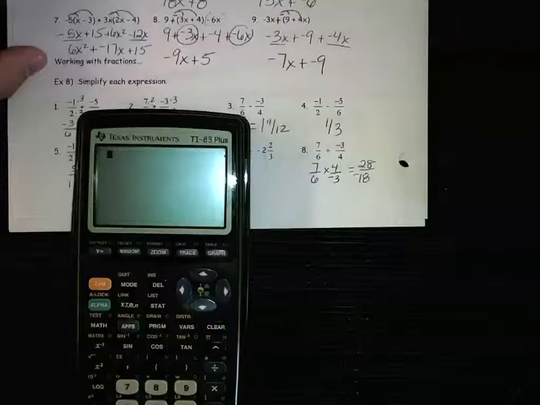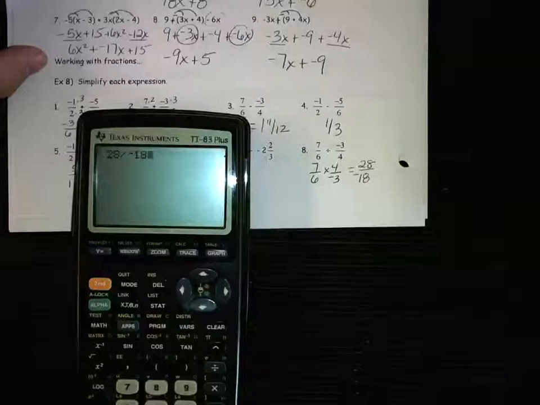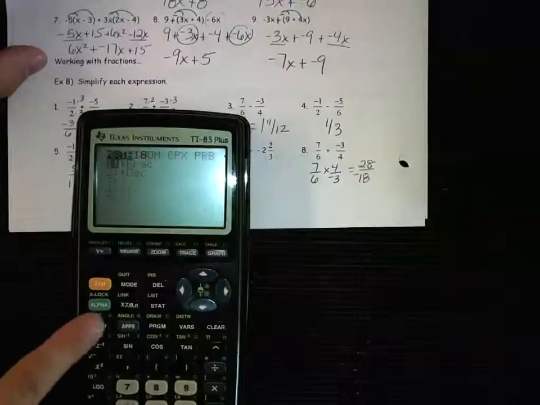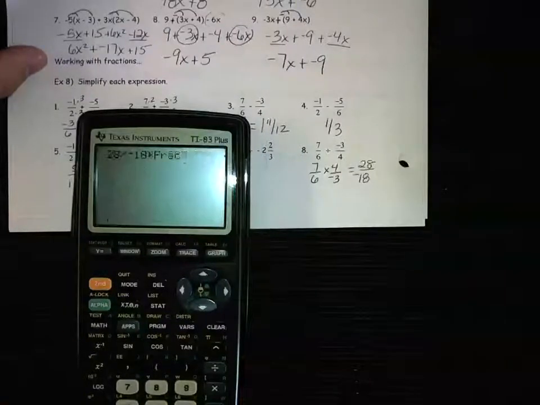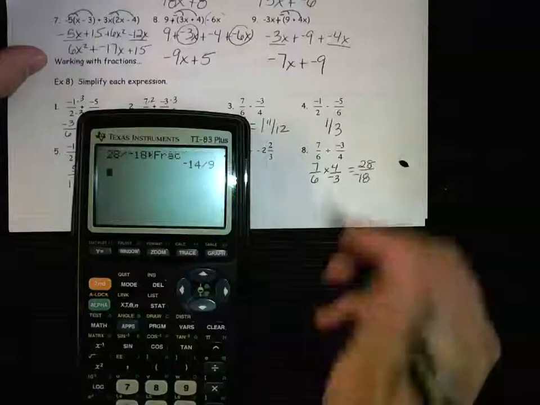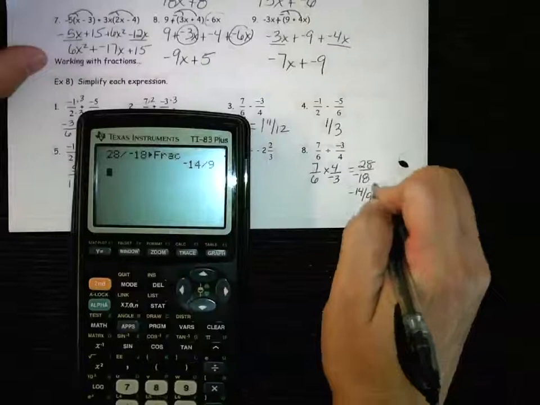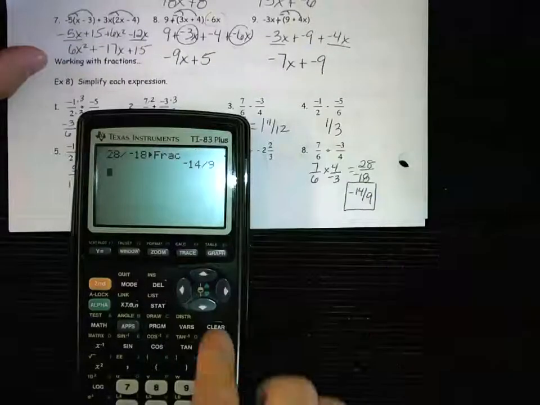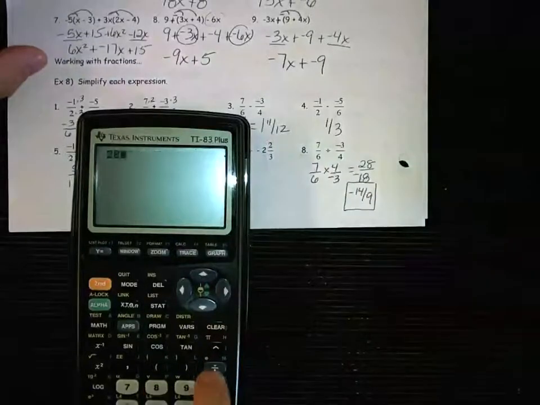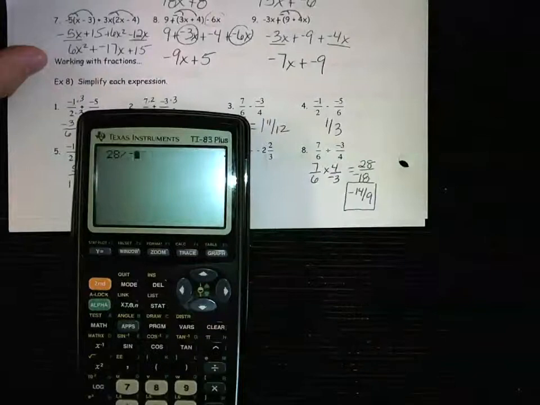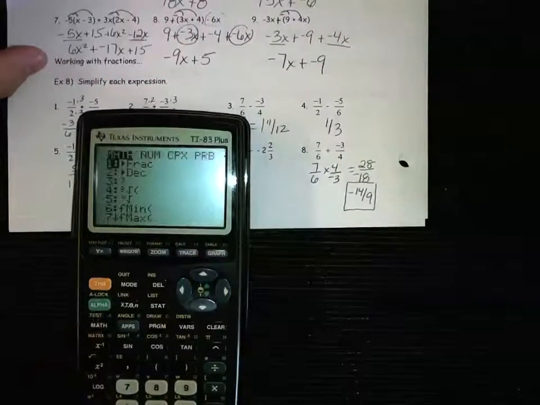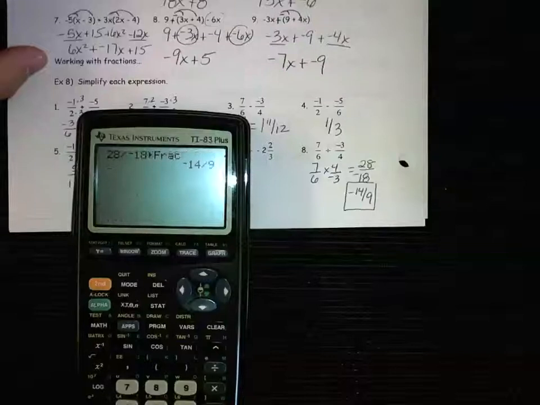And with our graphing calculators, we can also reduce fractions. 28, -18. We just hit fraction again, and that will reduce it to -14/9. And let me show you that one more time. I did 28 divided by -18. Hit the math key, number 1, -14/9.